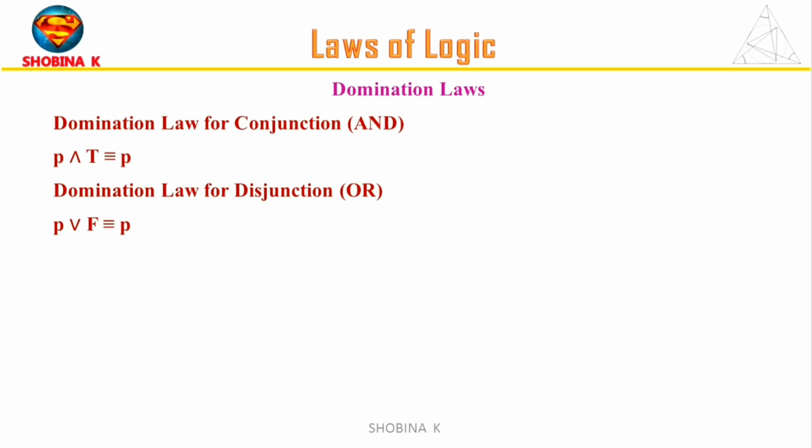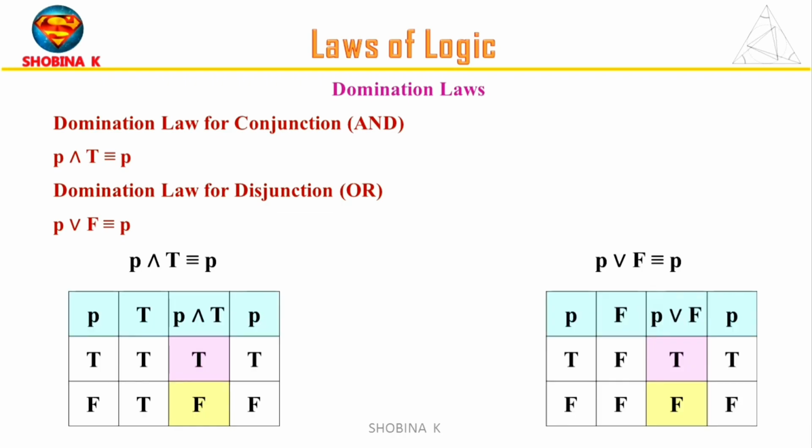And next we have P or F is defined as P. This law states that the disjunction of the proposition P with the false proposition F is equivalent to P. When you combine a proposition with false using OR, the result is the original proposition. And here is the truth table for domination law for conjunction and disjunction. The domination laws are important for simplifying the logical expressions and are often used to eliminate the unnecessary terms. They reflect the idea that the presence of a true proposition in a conjunction or the presence of a false proposition in the disjunction does not alter the truth value of the original proposition.